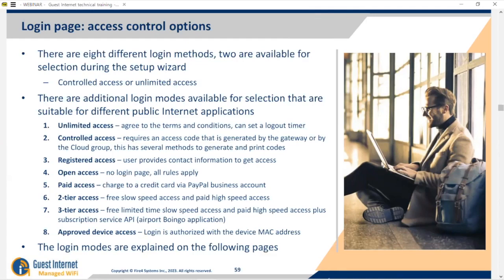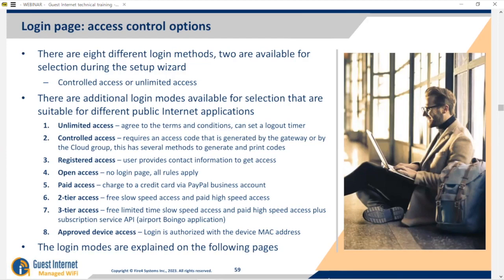The next is registered access, where we request the user to provide some type of personal information. It might be an email address or a phone number in order to get access to the internet. And once that information is entered, it's sent to the hotspot owner via email, or it can be written directly to a server. We have open access, which does not have a login page, but all the access control rules apply, and this is used in applications such as condominiums.